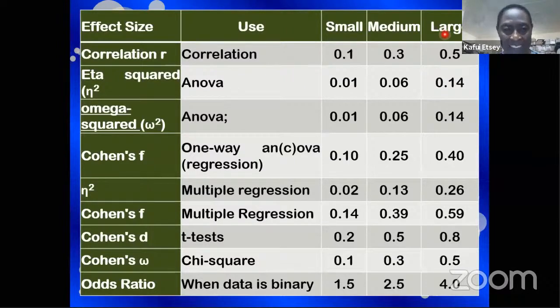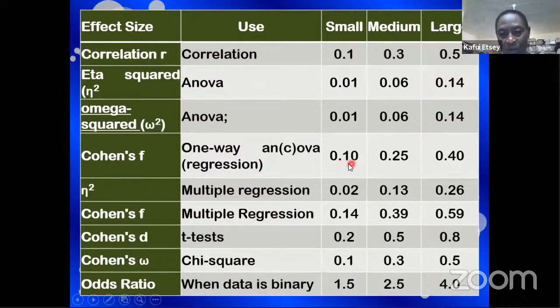So for correlation, the small will be 0.1, medium 0.3, and large will be 0.5. The eta squared, SPSS will always give you eta squared for ANOVA. You have 0.01, 0.06, and 0.14. Anything 0.14 and larger shows that there is practical significance, practical difference. Omega squared also for ANOVA, 0.01, 0.06, 0.14.